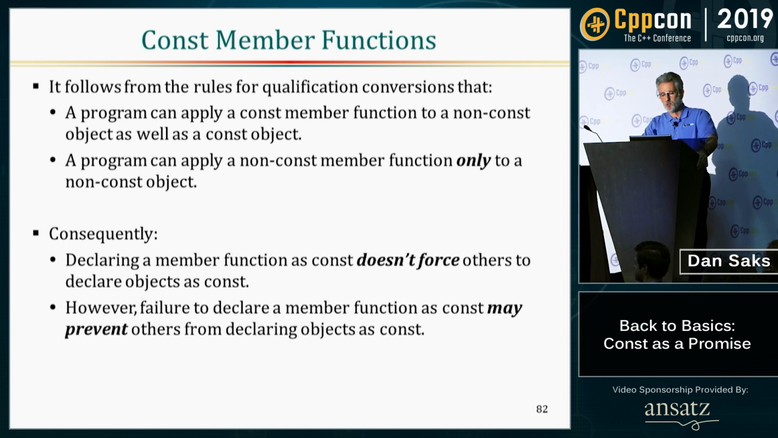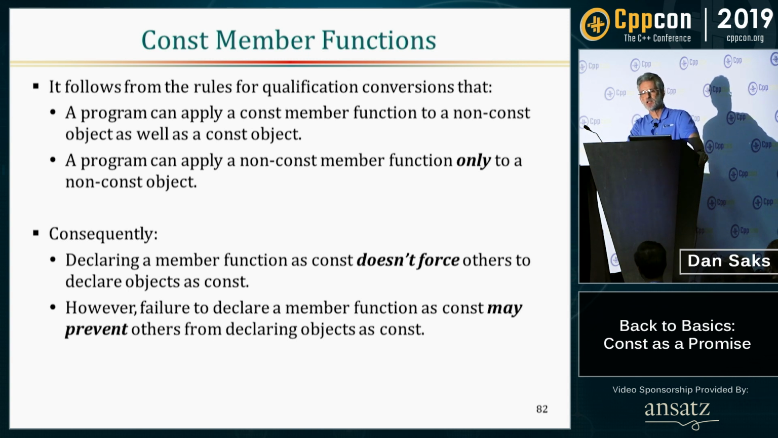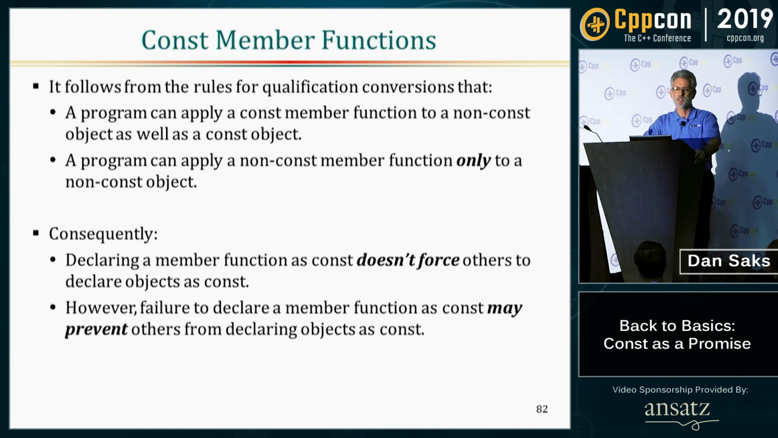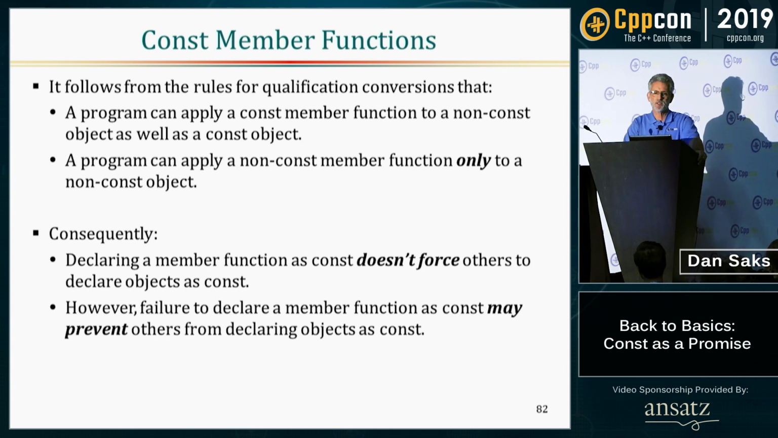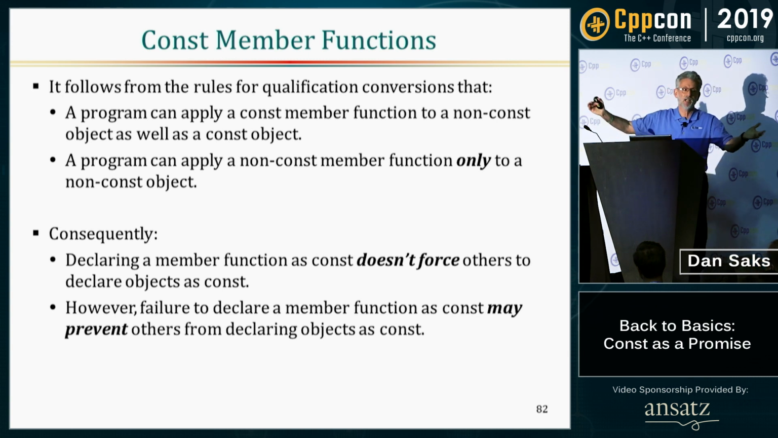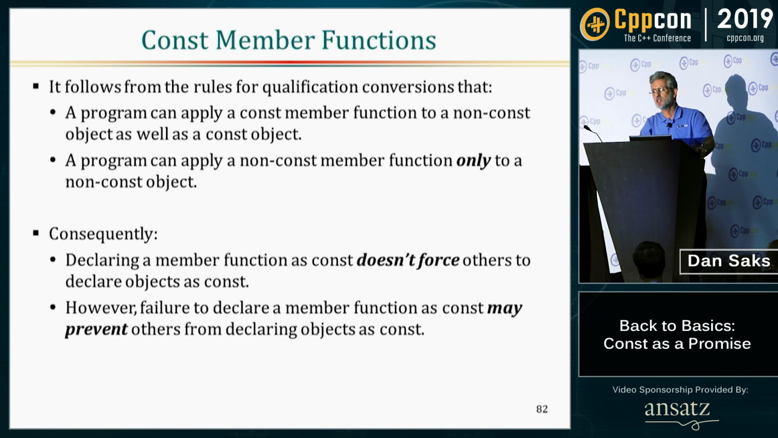So think about it this way: if you're writing classes and your attitude is, I can't be bothered putting const in the interface to that class, I just don't want to fuss with const member functions, the consequence is that anybody who wants to use your class can't declare constant objects. They could declare const objects of that type, but as soon as they try to apply any operations to it, they'll be rejected by the compiler.